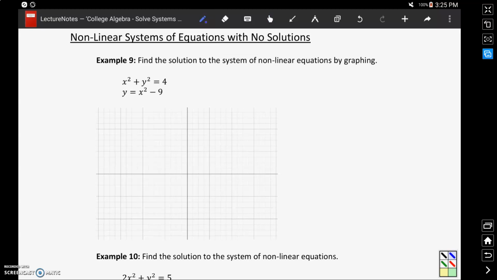In example 9, we have the equation x squared plus y squared equals 4 and y equals x squared minus 9. We'll start off with that second equation, which is the graph of y equals x squared, but shifted down 9 units. So our first point we could plot at (0, -9). At x equals 3, we would normally have a function value of 9, but that's being shifted down 9 units, so now that'll be at 0.